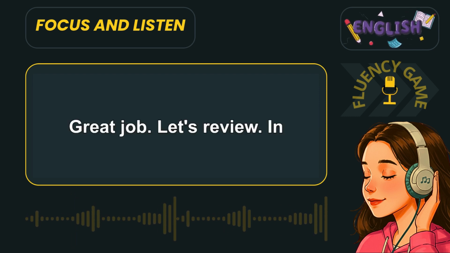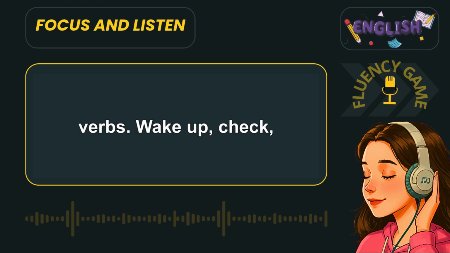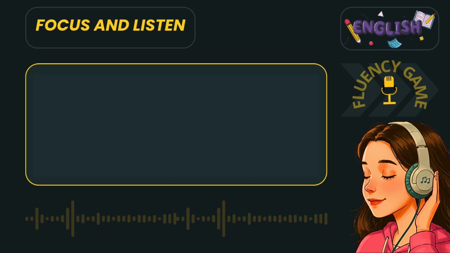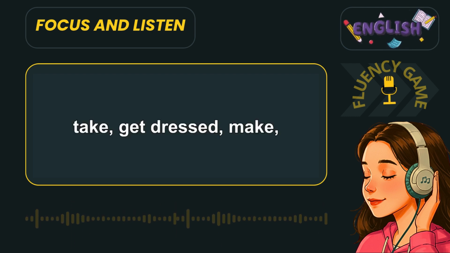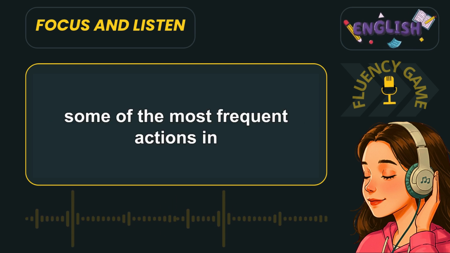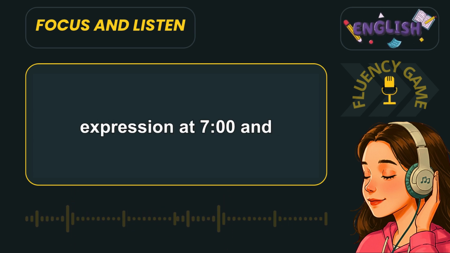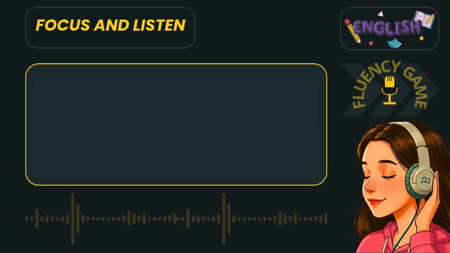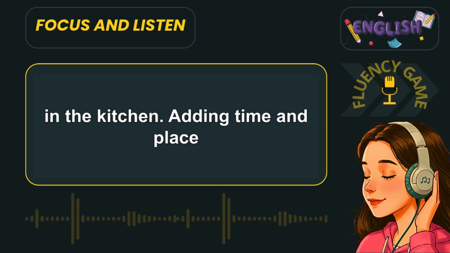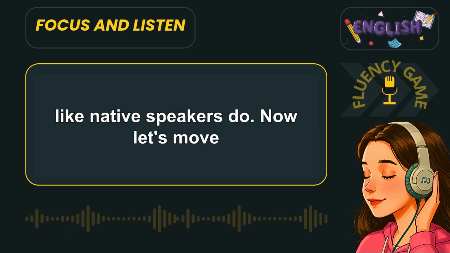Great job. Let's review. In these sentences, you learned common daily verbs: wake up, check, go, wash, brush, take, get dressed, make, eat, read, and leave. These are some of the most frequent actions in English. Notice also the time expression at 7 o'clock and the use of places: in the bedroom, in the kitchen. Adding time and place makes your English more natural, just like native speakers do.